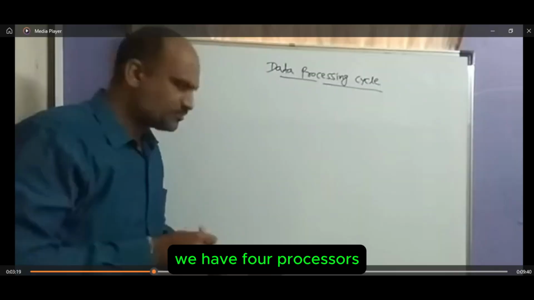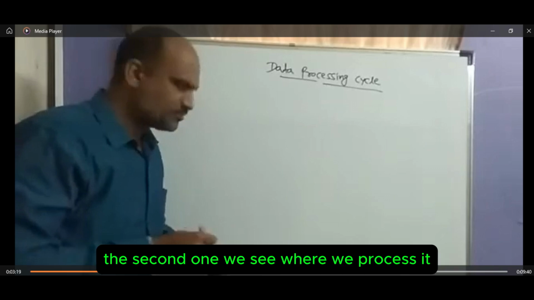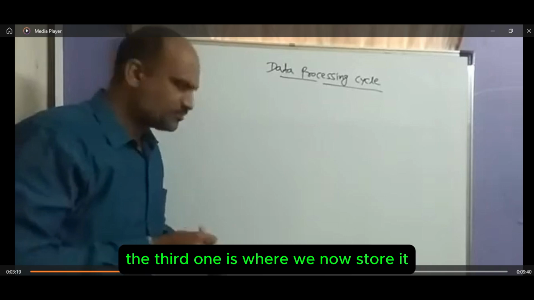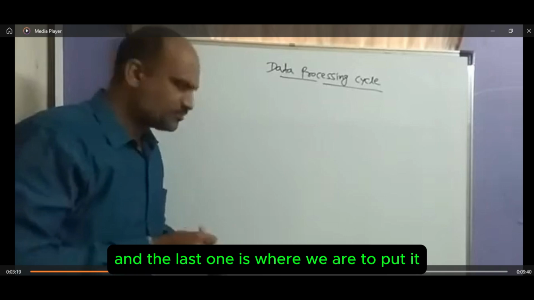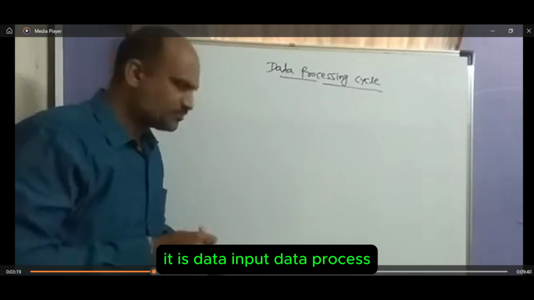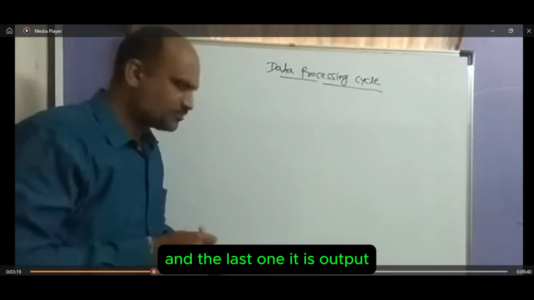We have 4 processes. The first one is where we input data. The second one is where we process it. The third one is where we store it, and the last one is where we output it. Let's see now these 4 processes: data input, data process, then where we store it, and the last one is output.